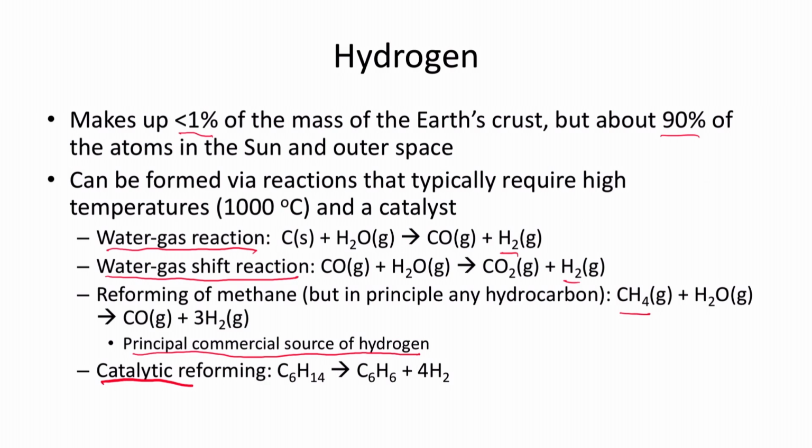And the last thing I want to show you is something called catalytic reforming. What happens in catalytic reforming is I take certain alkanes or hydrocarbons and convert them into other hydrocarbons that have fewer H's in them. So for example, C6H14 is something called hexane. I can convert it into C6H6, benzene, plus H2. Basically, I've created something with less hydrogen and released H2 from that.